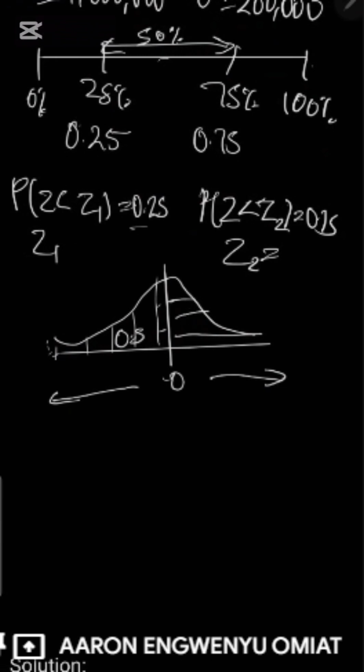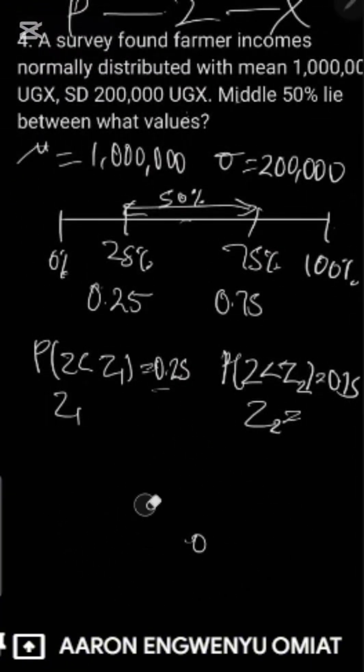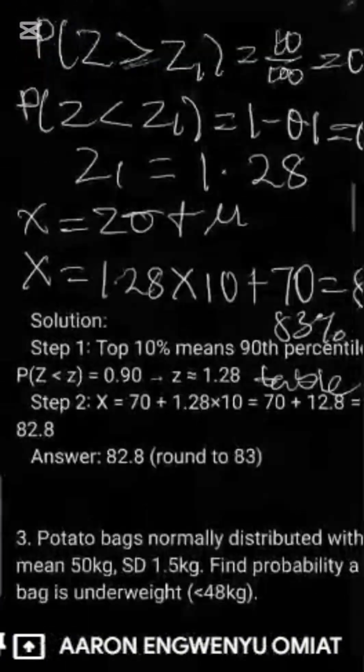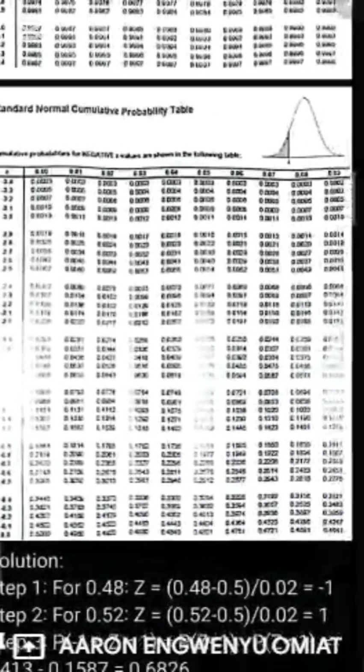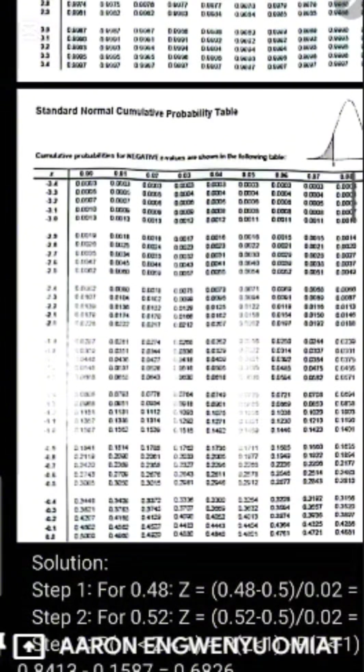Have we got this detail? Anything less than 0.5 is on the left, anything greater is on the right. On the left means it's negative. 0.25 is less than 0.5, so we expect it to be negative. 0.75 is greater than 0.5, so expect it to be positive. Or what you can do, if you forget that, if you look at these tables, you realize that the negative one is cumulative for negative.